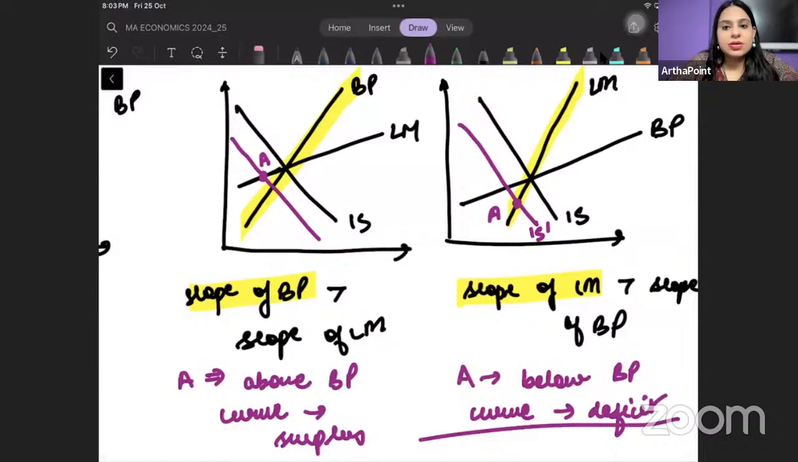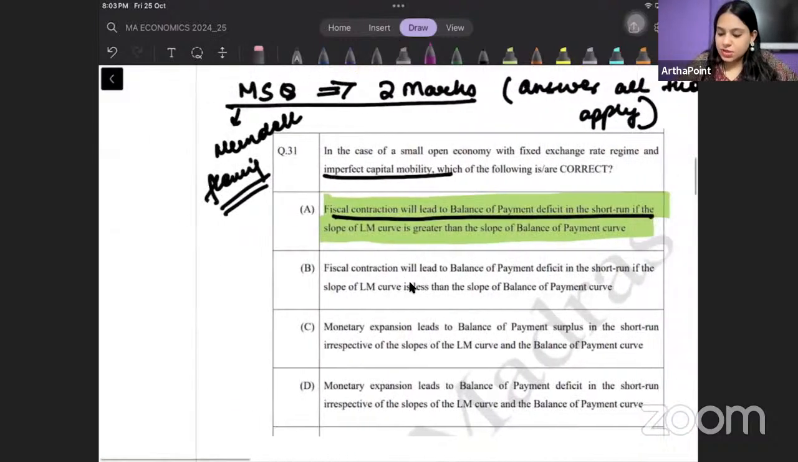इतना ही करना है इसमें. You just need to stop here. You don't have to do the entire Mundell-Fleming case here. वो पूरा नहीं करना है. You just need to tell whether it is surplus or deficit. That is it. Right? So now based on this, can we go ahead and look at these statements?